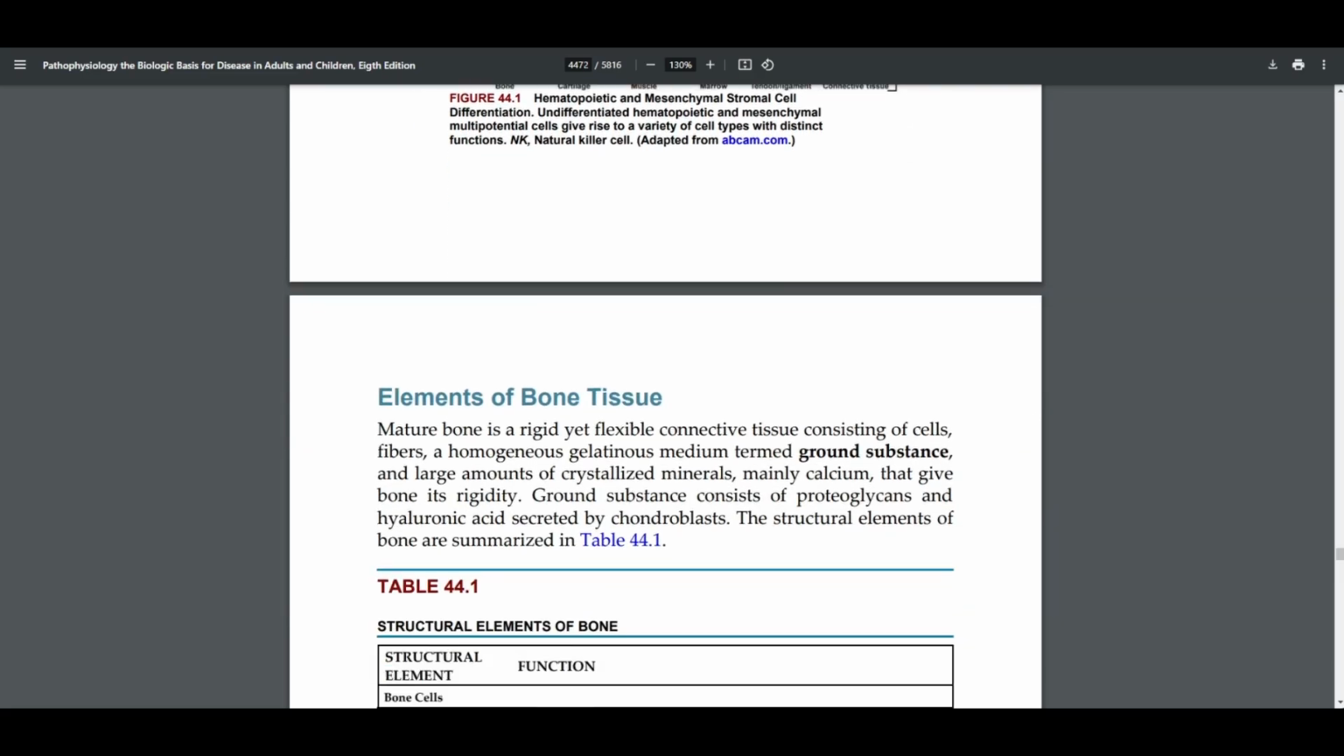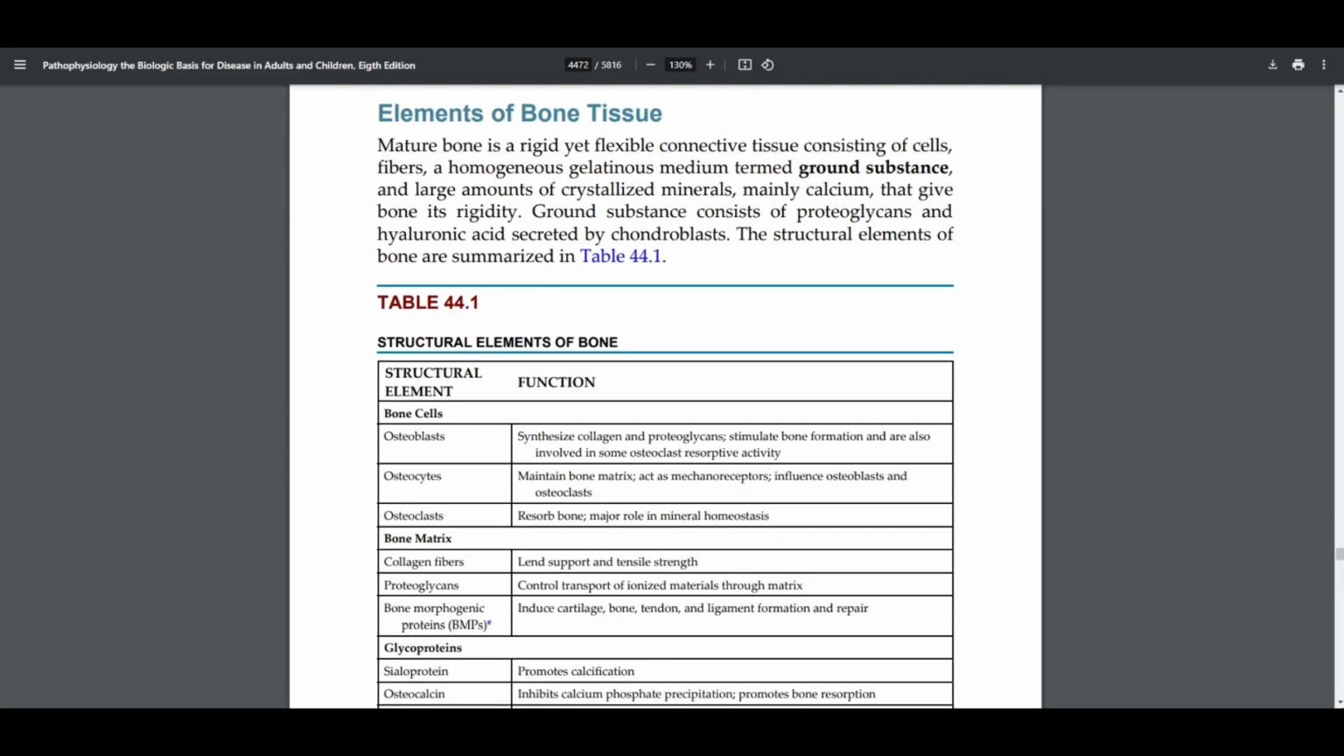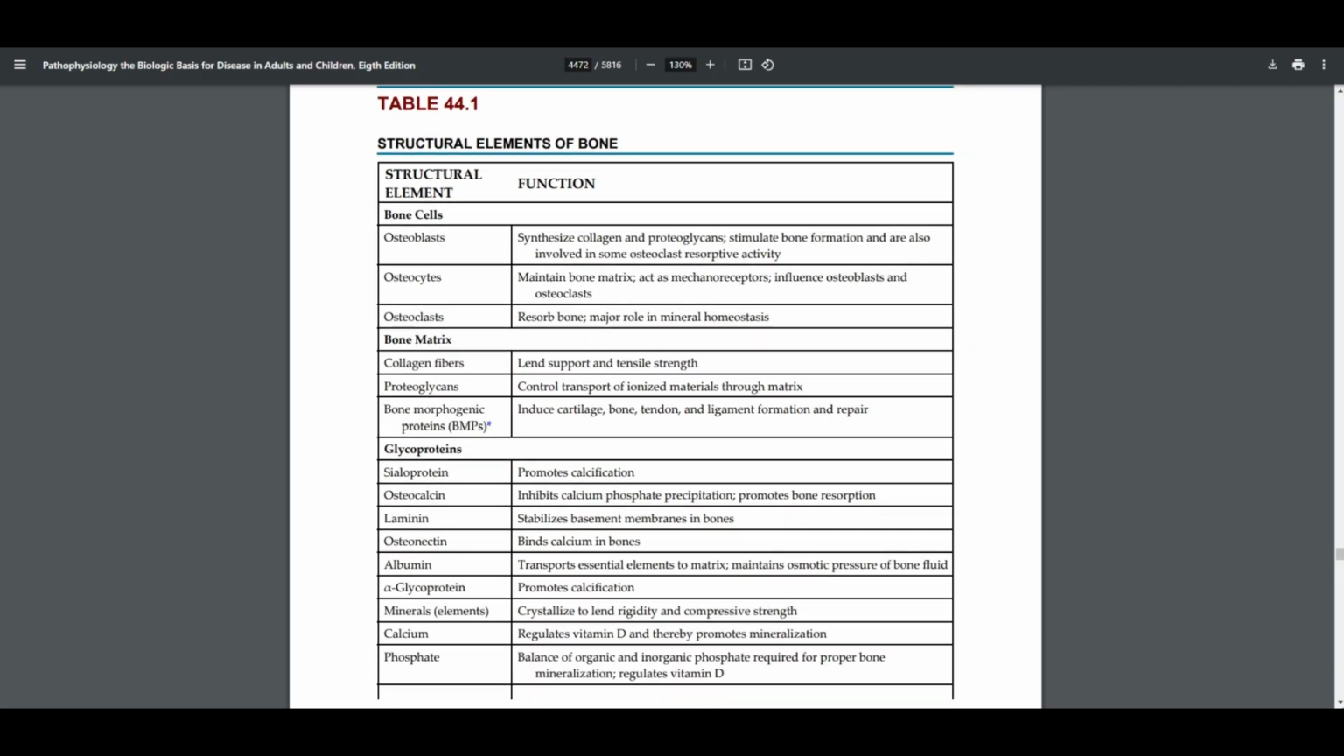Elements of the bone tissue. Mature bone is rigid yet flexible connective tissue consisting of cells, fibers, and homogeneous gelatinous medium termed ground substance, and large amounts of crystallized minerals, mainly calcium, that give bone its rigidity. Ground substance consists of proteoglycans and hyaluronic acid secreted by chondroblasts. The structural elements of bone are summarized again on table 44.1.